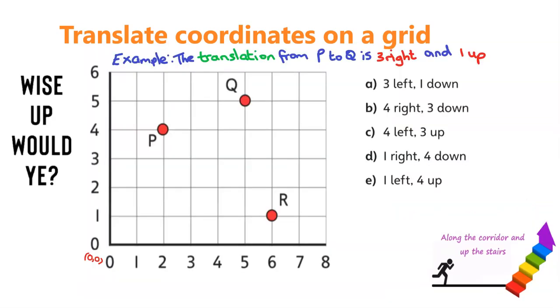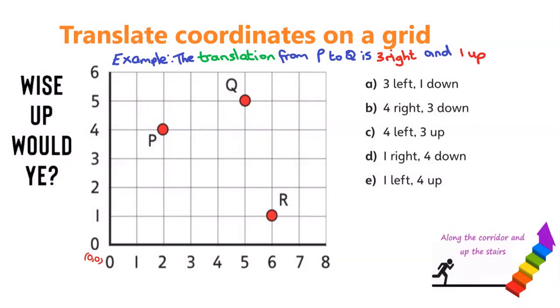This grid shows the position of 3 points, P, Q and R. The translation from P to Q is 3 right and 1 up. I want us to get a little bit of practice translating points on a grid without drawing lines. Can we work out what translations these instructions to the right describe? Let's look at the first one. 3 left and 1 down. And we have to try and work out what is the starting coordinate and what is the translated coordinate.